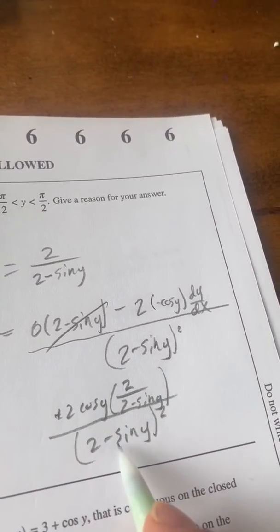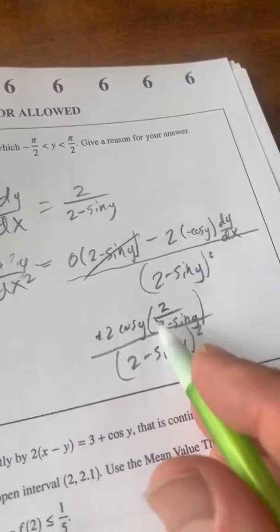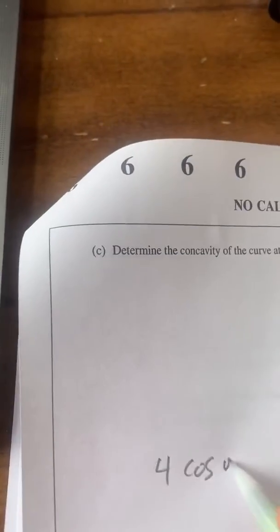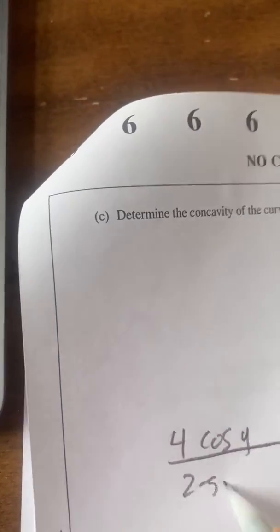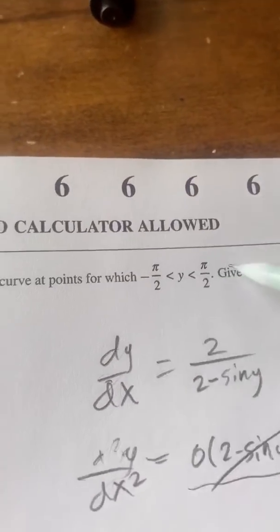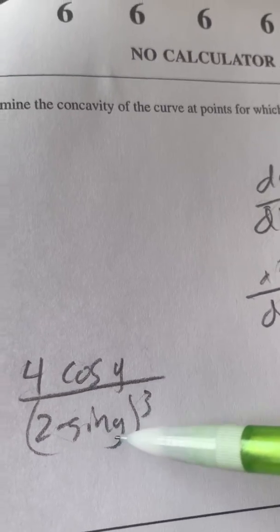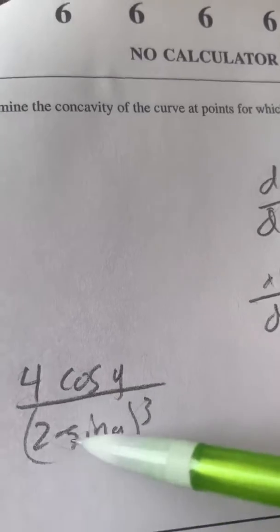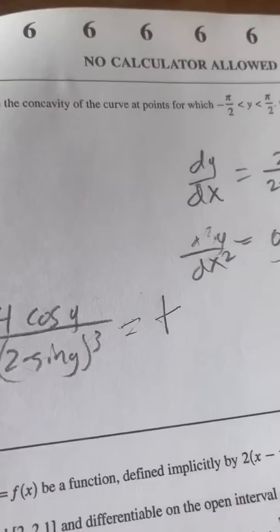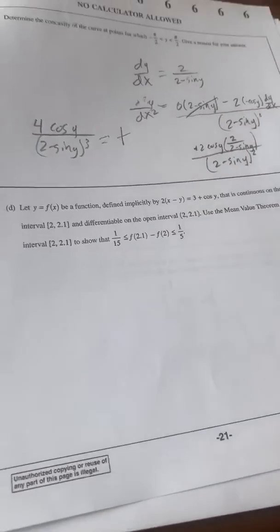So dividing by this is like multiplying by 1 over this. So I'm going to simplify this. I've got the 2 and the 2, which give me a 4, cosine of y over 2 minus sine of y cubed. Okay, and we are between negative pi over 2 and pi over 2, so cosine is always positive there. Sine can only be as big as 1, so we know that this bottom has to be positive because 2 is bigger than 1. So we get that this quantity is positive, which means that the curve is concave up in that section. Okay, so last one.